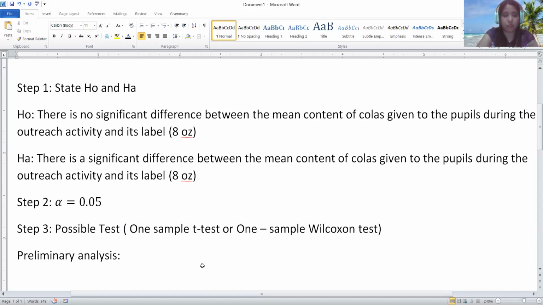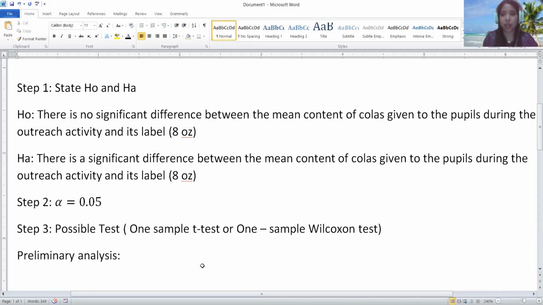So for the first assumption, let us check it. How about the second assumption? How will we determine if the data is normal or not? In our previous lesson, we discussed that we have several ways to check the normality of the data. We can use descriptive statistics, like computing the mean, the median, and the mode, and comparing the values. We can also use a histogram. We can also use the computation of the skewness and kurtosis.